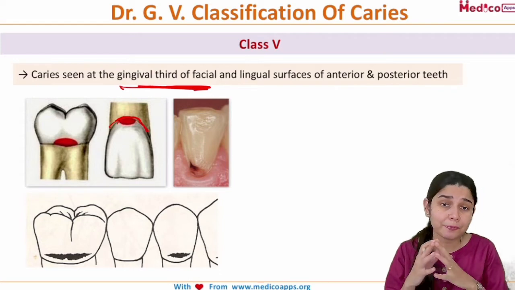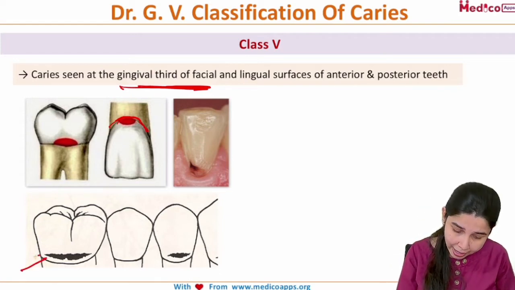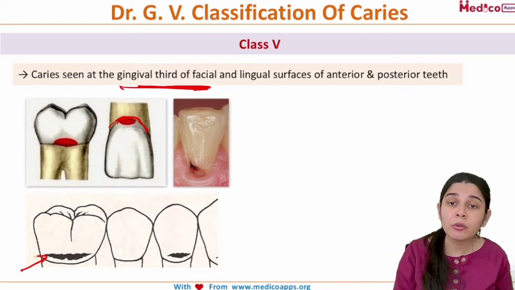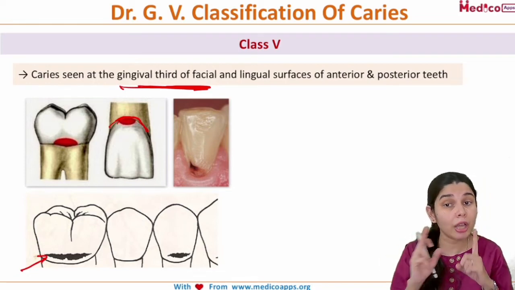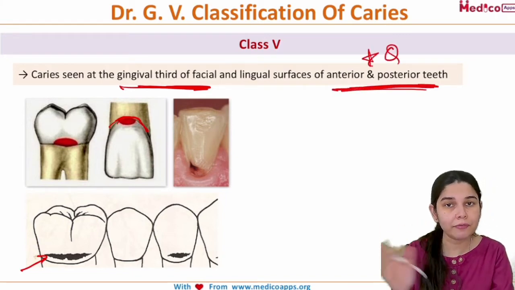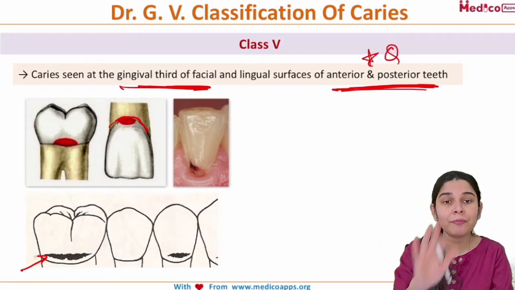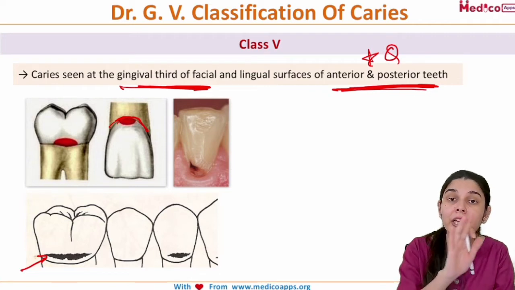So if the caries are present on this gingival third part of the buccal or the lingual surface of anterior and posterior teeth. Now here, do remember, I am discussing both the anterior and posterior teeth. There is no classification to that. Anterior and posterior teeth both are coming in class 5, but the caries are seen on the gingival third.